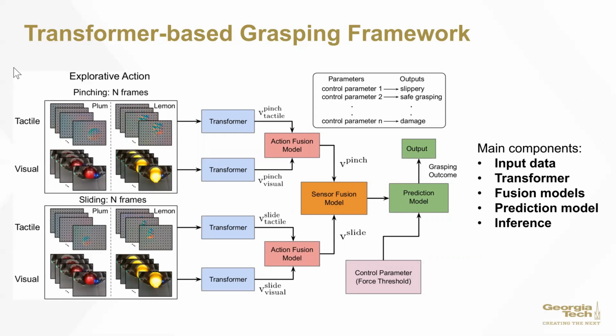The transformer models then process these image sequences and output a vector with size d for each sensor modality and for each action. The fusion models take these vectors from the transformer models and project them to a low-dimensional space as a fused physical feature embedding. The prediction model takes this embedding and a grasping threshold candidate as inputs and outputs the upcoming grasping outcome. Finally, the control policy is formulated via inference, which means we can either uniformly or randomly sample the thresholds and feed each of them into the prediction model and select the one that predicts a safe grasping. This process is shown in the top right black box. All the code is made public and the link is included in the paper.